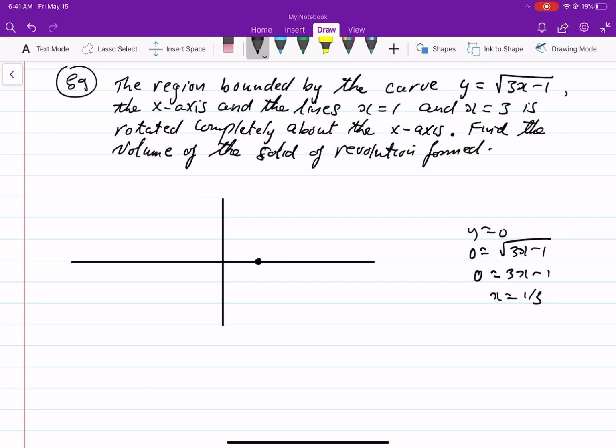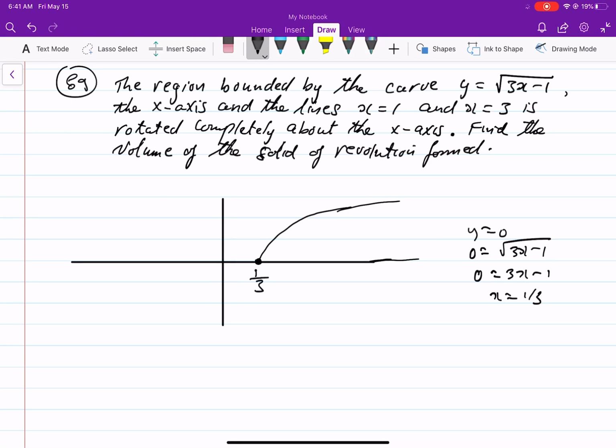There are no negative y values. This is 1/3, x equal 1/3. There are no negative y values. So you have to plug in values of x that are greater than 1/3, and the graph is going to keep rising like so. There.